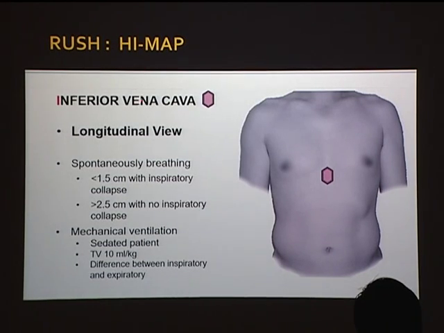The next one is IVC, inferior vena cava. Again, this tells you about the volume status of the patient. If it's less than 1.5, you can size up that the patient is relatively volume depleted. If it's more than 2.5, then the patient is not so volume depleted. And in mechanical ventilation, like discussed yesterday, you have to do certain settings to examine the patient. That's IVC.